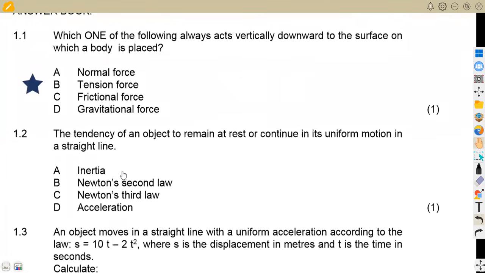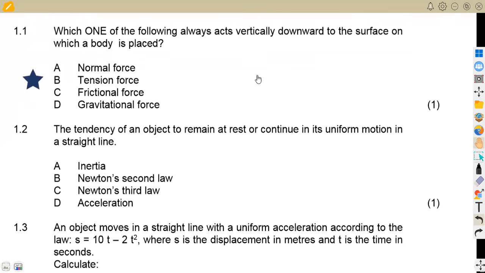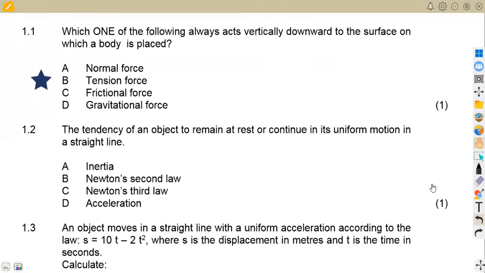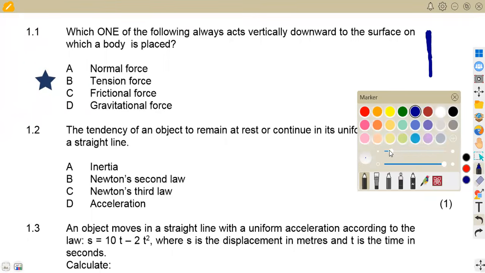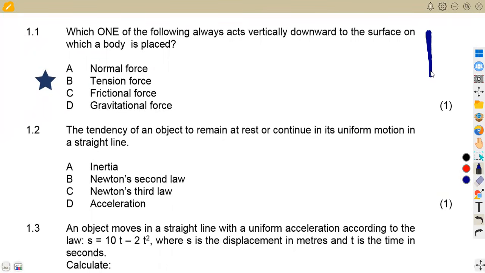We are given: which of the following always acts vertically downward to the surface on which a body is placed? Take note, guys, it's acting vertically downward. That means we are referring to something that is always going down. So what is it that is going to affect? That is the gravitational force. So our answer there is D.